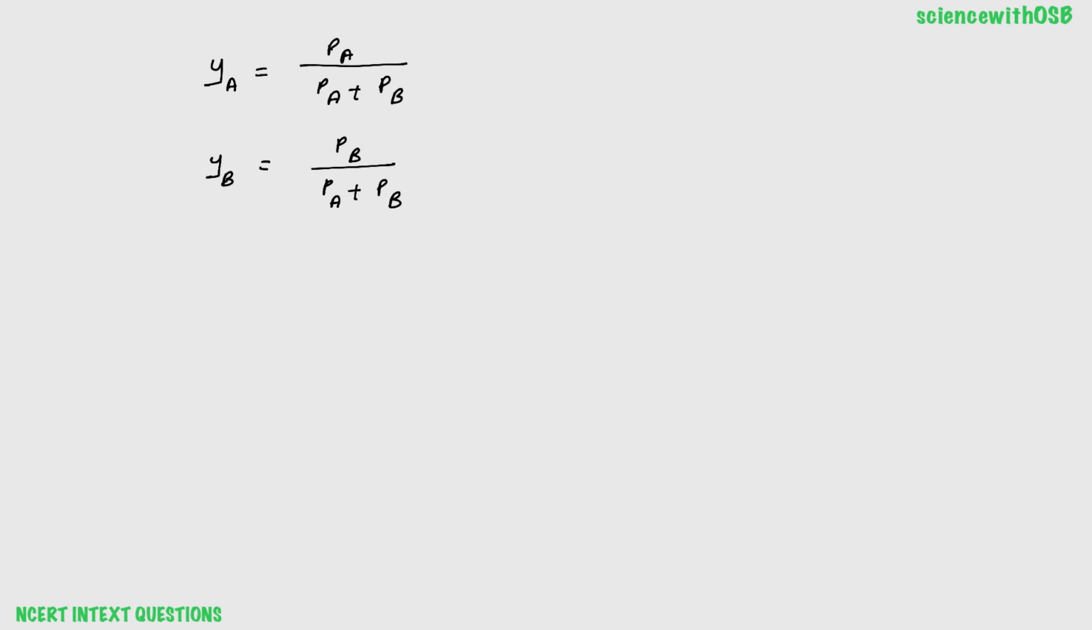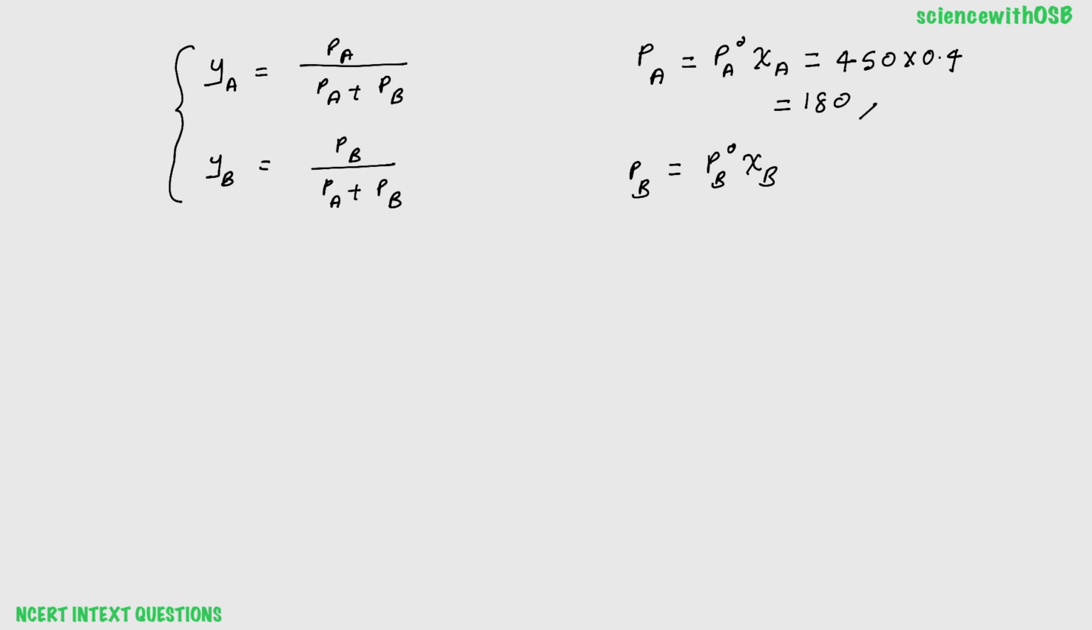This is the equation to find the composition of the vapor phase. For that you need PA and PB. How to find PA and PB? You already know the equation. It is PA standard chi A, and PB is PB standard chi B. So what is PA standard chi A? All values you know. It is 450 into 0.4, right? On calculating, you will be getting 180. And PB standard is 700. What is chi B? 0.6. On calculating, you will be getting 420.